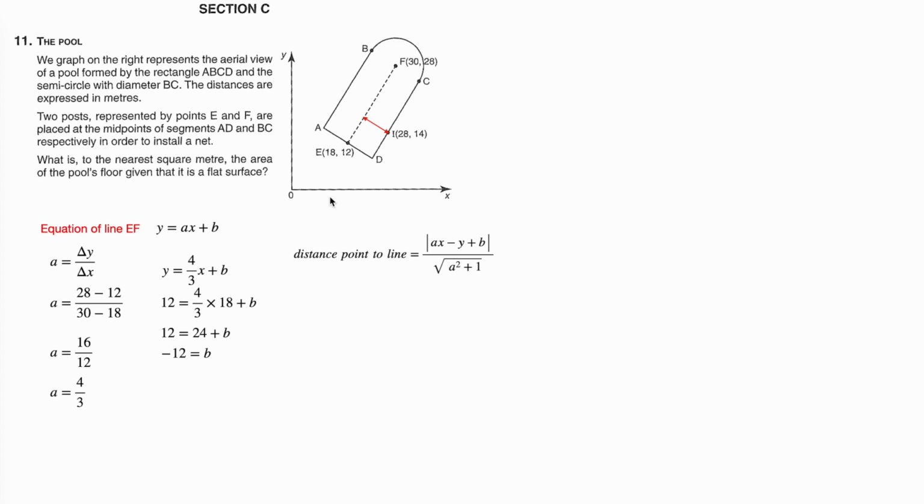I want to find the distance from a point to a line. I'm going to use my distance from a point to a line formula, which is the absolute value of AX minus Y plus B, close the absolute value bracket, divided by the square root of A squared plus 1. This is our equation. Y is equal to 4/3 X minus 12.